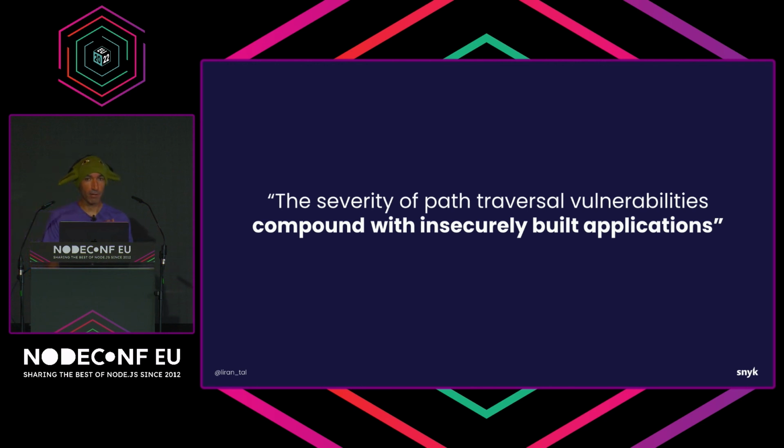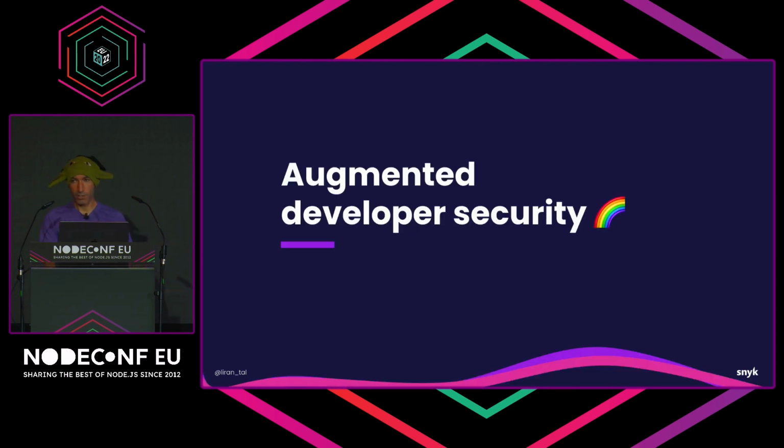So in my opinion, this is my take on it: the severity of path traversal vulnerabilities very much compounds with the more insecurely built applications, right? The more the application itself is built with insecure things, like storing secrets in your file system and stuff like that, this vulnerability compounds into more and more aggressive attack vectors. So what is the path to no path traversal at this point? Well, obviously, us learning and being more aware of this helps.